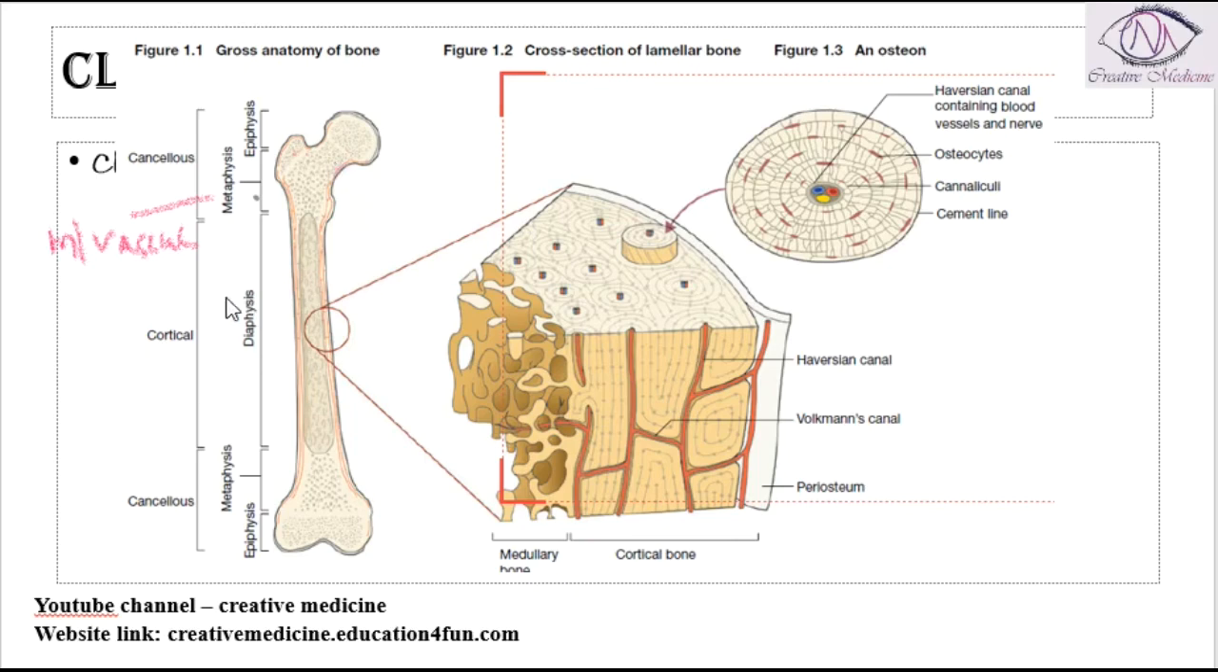Then this diaphysis is the middle part of the bone, and the diaphysis is the most common site for Ewing sarcoma.